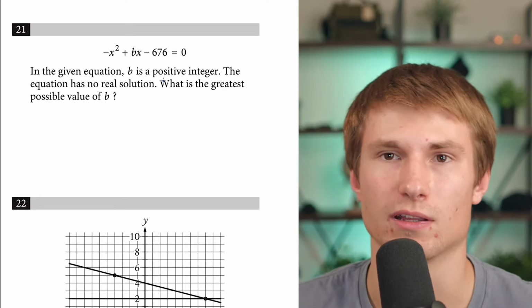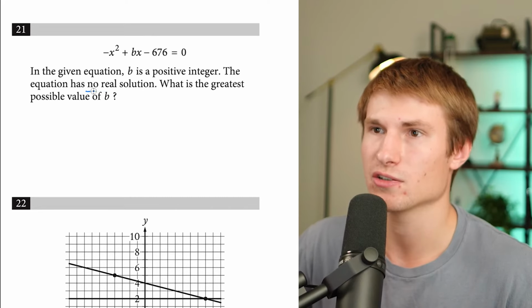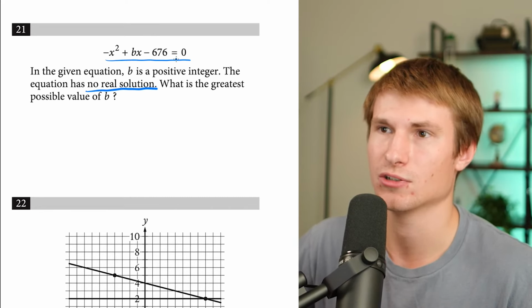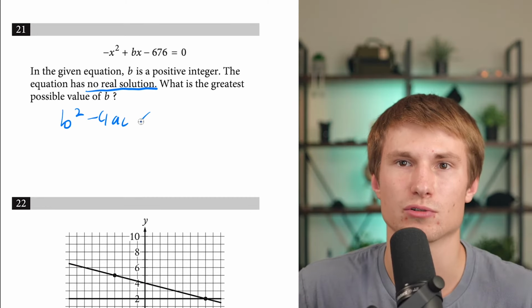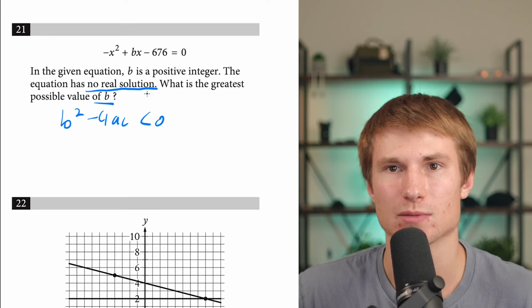Here's question 21. In the given equation, b is a positive integer. The equation has no real solution, and I see we're dealing with a quadratic set equal to 0, so that means I'll be dealing with b squared minus 4ac. Since there's no real solution, it's got to be less than 0. What's the greatest possible value of b?